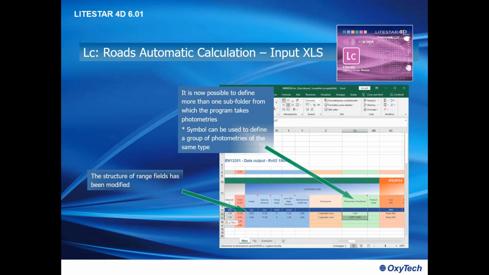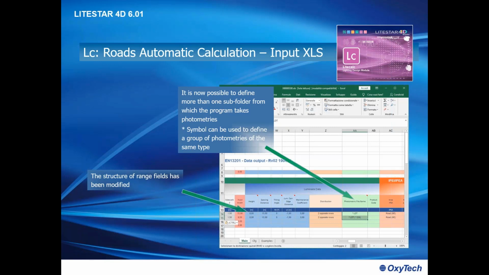Also, another big change was introduced in the management of the photometric file name of the products. It is now possible to define more than one subfolder where the program takes the photometries. Before, it was possible to have only a single folder, the main folder. Now you may have the main folder and some subfolders starting from the main folder.